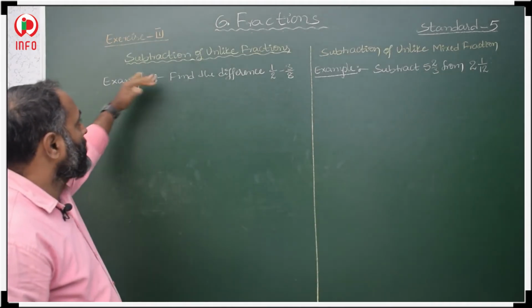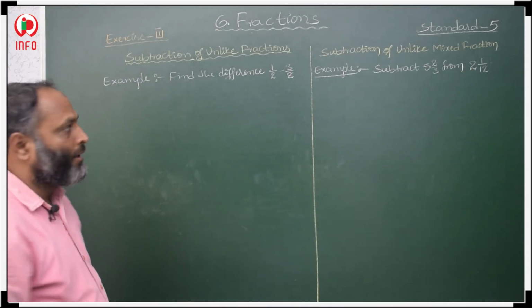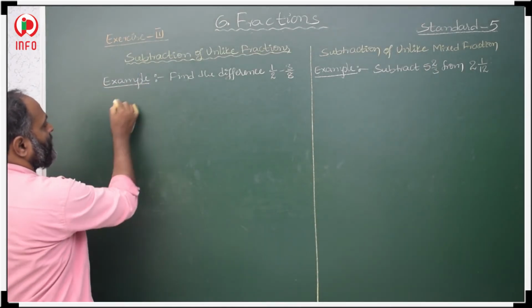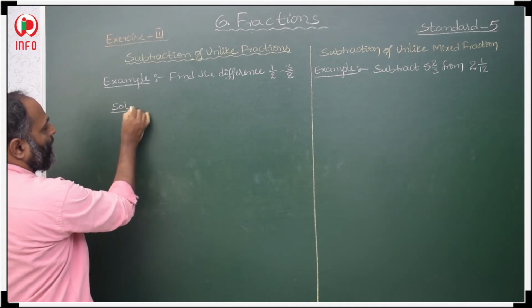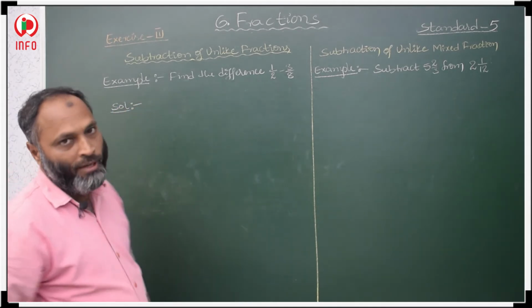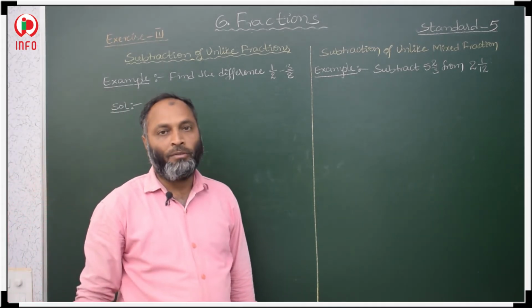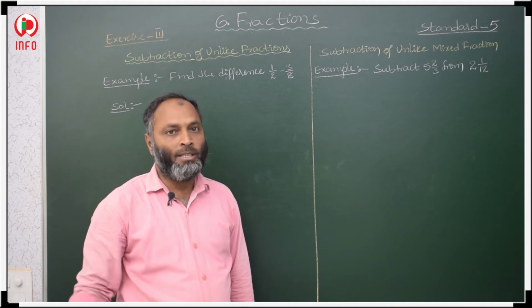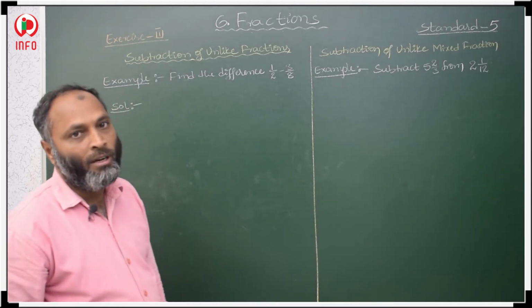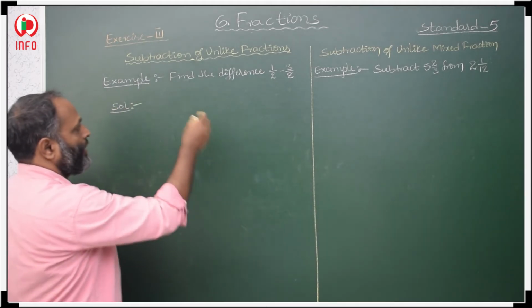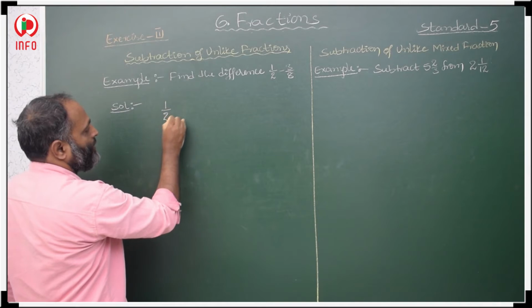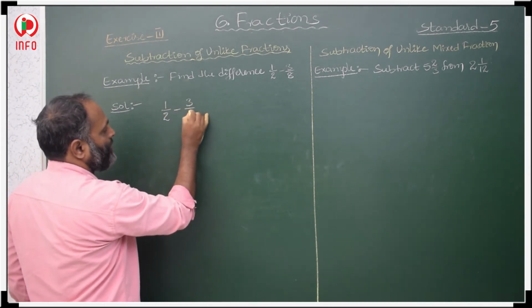Now, subtraction of unlike fractions. How do we subtract unlike fractions? The same method we followed in addition, we have to follow. Unlike fractions, we have to convert into like fractions by taking the LCM of the denominators. First take the given fractions 1 by 2 minus 3 by 8.